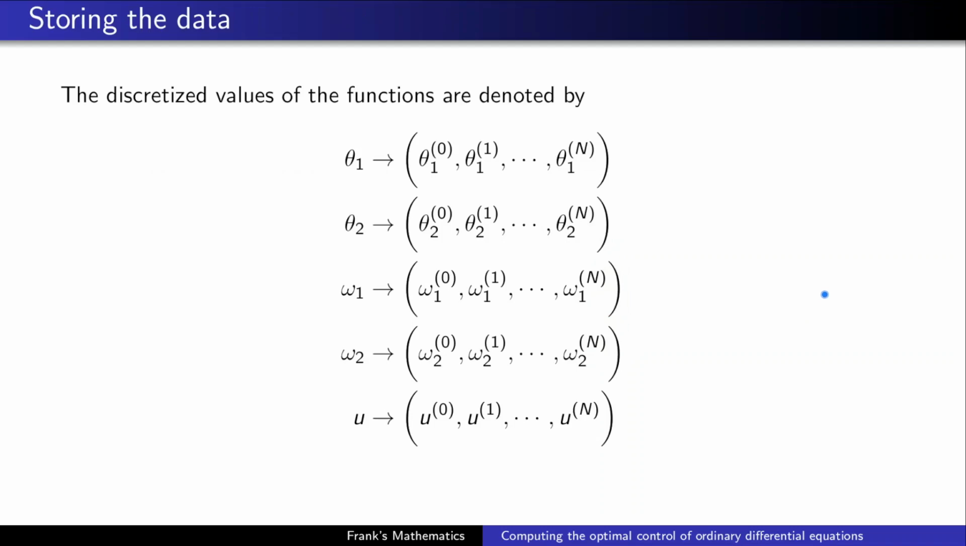Let's do some discretization, some notation. We call the discretized function theta 1 and denote it by theta 1, with the upper index 0, 1, up to n, because we are discretizing our vectors into n plus 1 different components. And of course we have to do this for theta 1, theta 2, omega 1, omega 2, and u. So this is just notation, and keep this in mind.